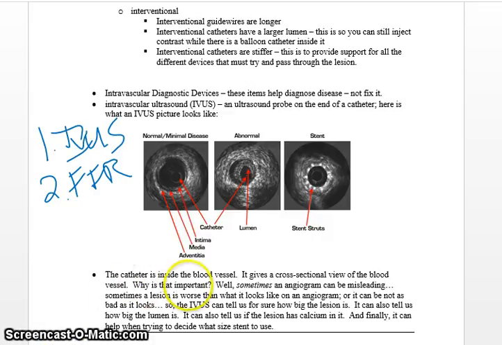The catheter is inside the blood vessel. It gives a cross-sectional view of the entire blood vessel, not just the lumen. Why is this important? Well, sometimes an angiogram can be misleading. Sometimes a lesion is worse than what it looks like on an angiogram, or it can be not as bad. So IVUS can tell us for sure how big the lesion is. It can also tell us how big the lumen is. It can also tell us if the lesion has calcium in it. And finally, it can help when trying to decide what size stent to use.